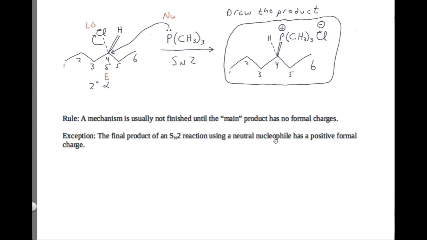If you do an SN2 reaction using a neutral nucleophile, we generally just accept that the final product of that SN2 will have a positive formal charge on the main product. So again, my point is that this type of answer is correct, but it's also unusual in Ochem. Most other reactions in Ochem would not be finished until we eliminated the formal charges on the main product. SN2 is an unusual reaction where if we do an SN2 with a neutral nucleophile, it's okay to have this positive formal charge on our final product. And in fact, it's required to have this positive charge. Without the positive charge, this answer would be wrong.